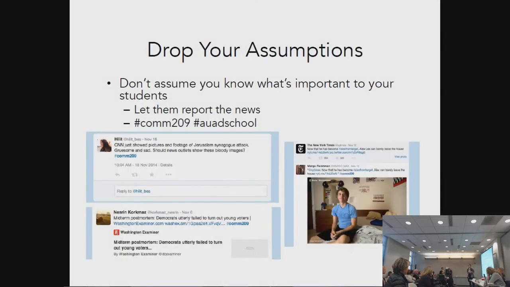It's also a good opportunity for you to drop your assumptions. Don't assume you know what's important to students. I learned this from my science friends. I was like, the Pixies are having a reunion tour? I don't even know who that is, right? So I had to drop my assumptions.